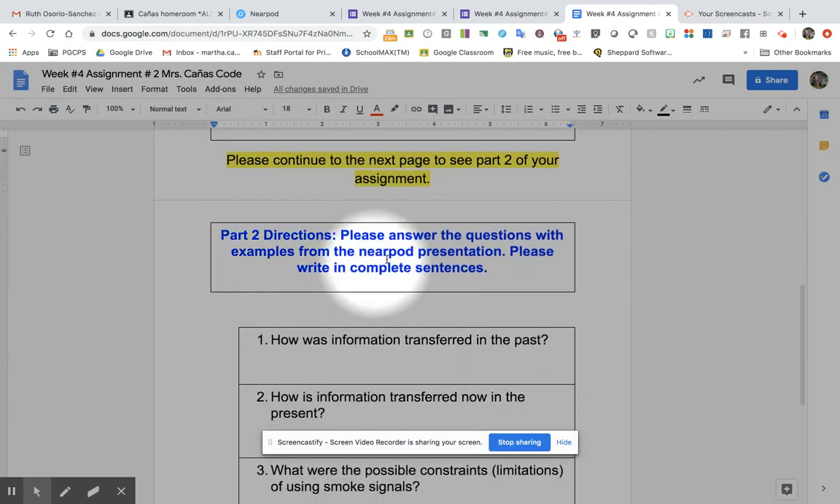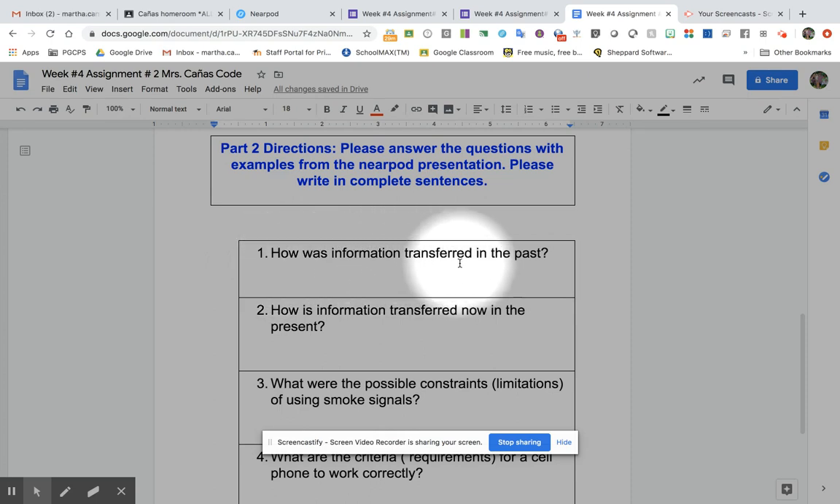Part 2 directions. Please answer the questions with examples from the Nearpod presentation. Please write in complete sentences. Our first question is, how was information transferred in the past? So you have to go back to the Nearpod presentation and think about how information was transferred in the past. Number 2, how is information transferred now in the present? What kinds of things do we use that was in our Nearpod presentation that we use now to send information? It might be a text. It might be an email. It might be a phone call. What do we use now to send that information?